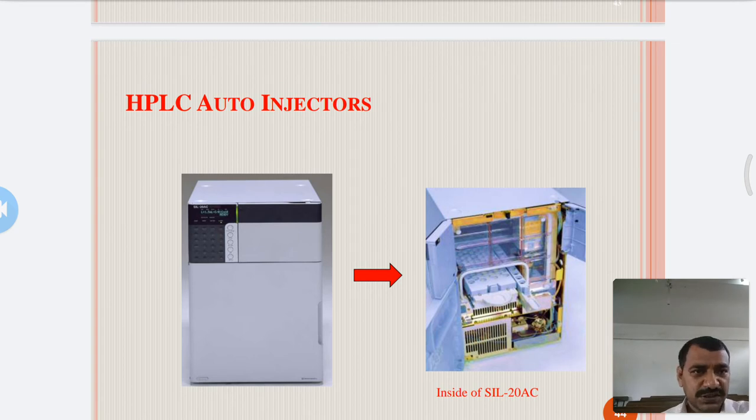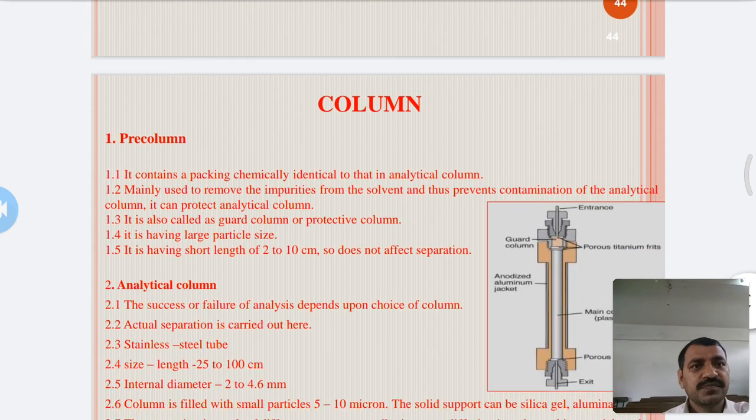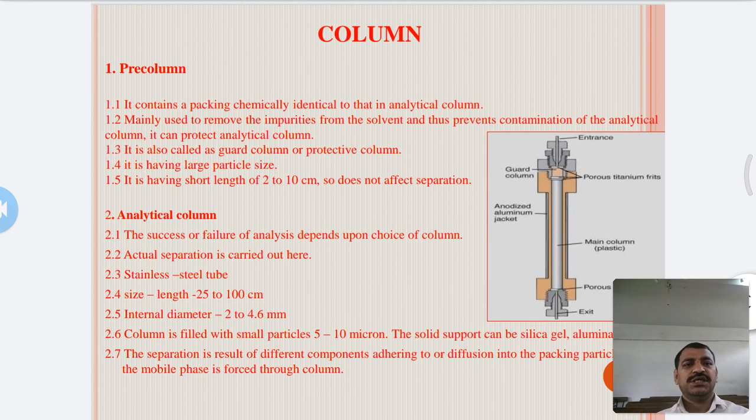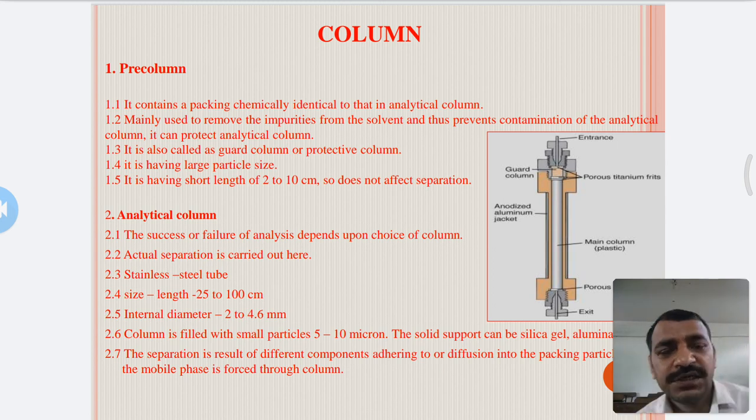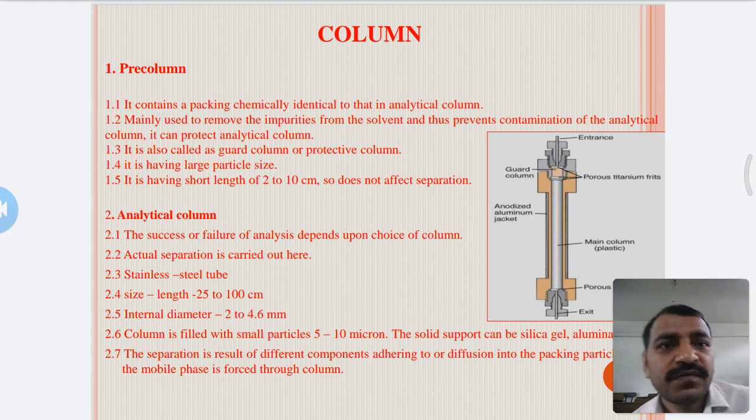This is the HPLC auto injector. In the auto injector, samples are automatically injected into the system or column. There are different types of columns used in HPLC. There are two types of columns present in the HPLC instrument: first is the pre-column and second is the analytical column. These two columns are used for different purposes. The pre-column is used to transfer only solvent or mobile phase, and the analytical column is used for analysis purposes.